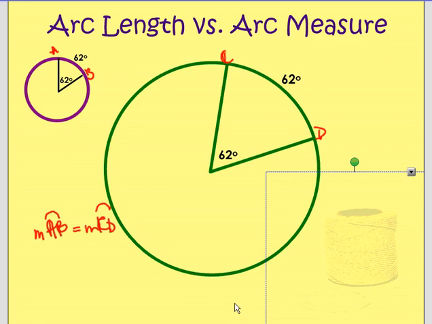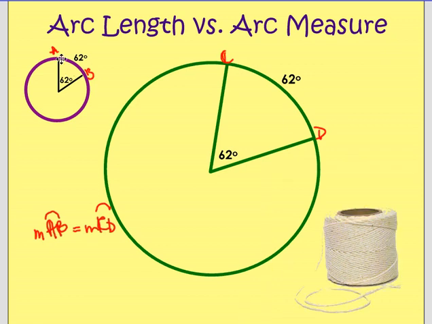The length is like asking, if you were to take a piece of string and I wanted to cover this arc with string and arc CD with string, those aren't going to require the same amounts of string. You would need more string to cover the arc CD than you would need to cover the arc AB. And that is what arc length has to deal with, the actual length of the arc, or the actual distance between them, not the measure.